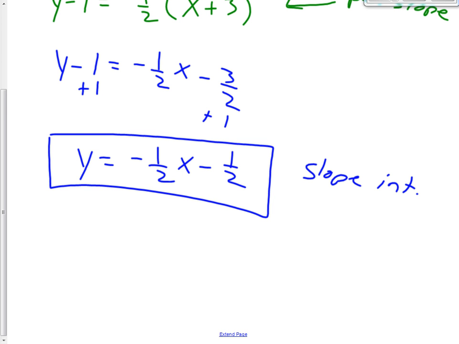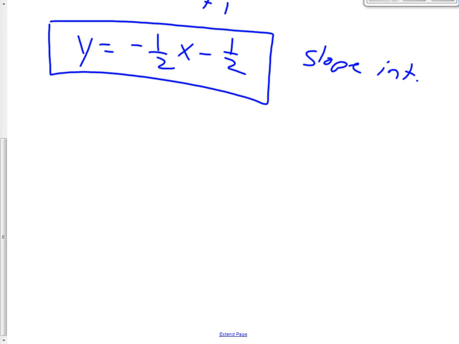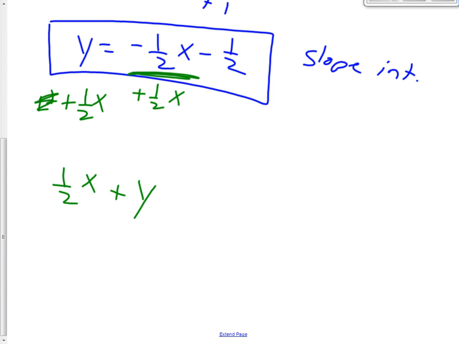slope-intercept form. And then finally, we have to get this sucker into standard form, which means x and y both have to be off to the left. So let's get this negative 1/2 x to the left by adding 1/2 x. So we get a positive 1/2 x plus y equals a negative 1/2.